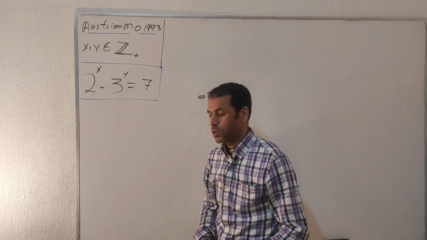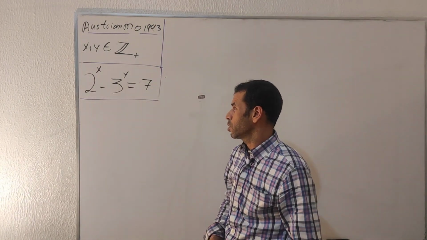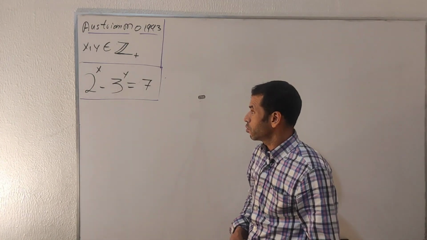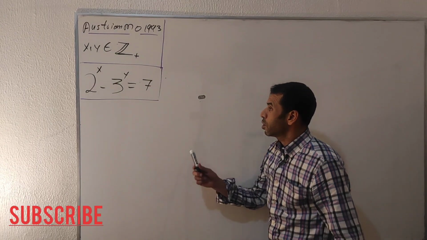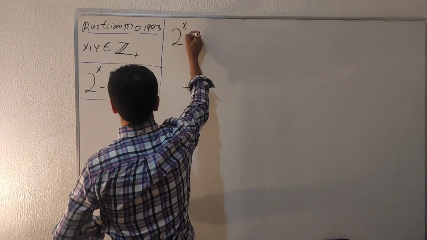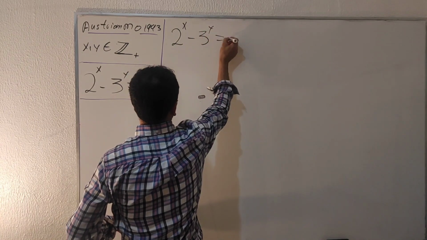There are many different ways we can solve this one. So you can give it a try, pause this video, and when you come back, go through the solution. Okay? Now let's go through this one. So here is the equation: 2 to the x minus 3 to the y equals 7.